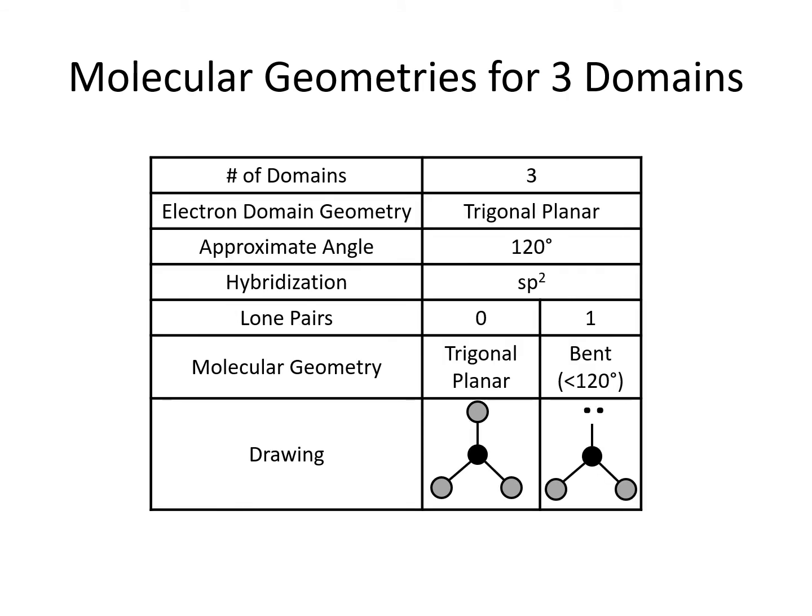When there are 3 domains, the molecule has a trigonal planar electron domain geometry, a corresponding 120-degree bond angle, and a corresponding sp2 hybridization. If the molecule has 3 domains, 0 of which are lone pairs, the atoms are doing the same thing the electrons are doing, so we use the same name. It will have trigonal planar electron domain geometry and trigonal planar molecular geometry. If the molecule has 3 domains, one of which is a lone pair, the molecular geometry will be bent. Sometimes the bond angle will be included with the name to distinguish it from bent 109.5, which has 4 domains.